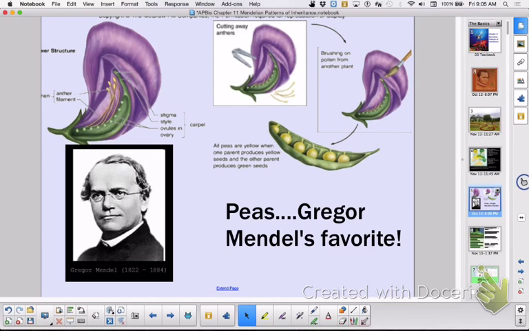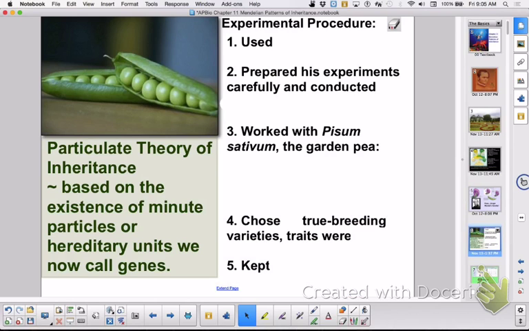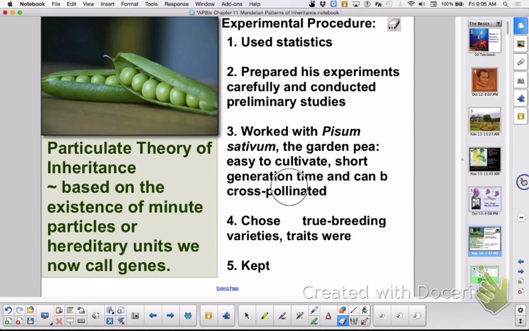And so these are his peas, and he looked at several different traits, and he used statistics. He used math to analyze his results. He prepared his experiments carefully and conducted a lot of preliminary studies. And the reason why he worked with the garden pea, tell me, why did he work with the garden pea?